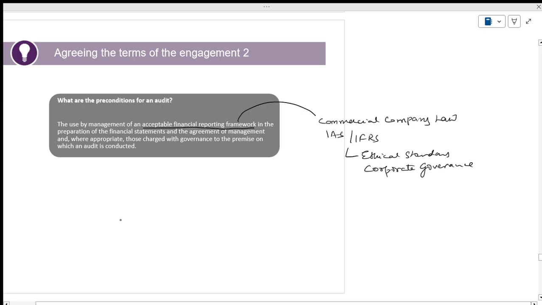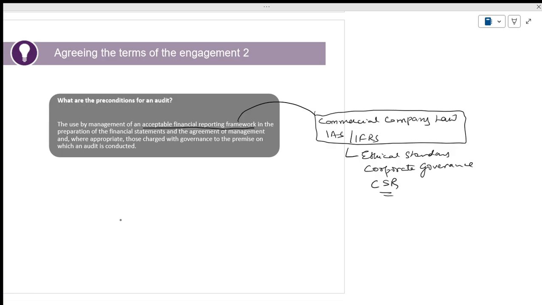If you see the different annual reports, they are talking about corporate social responsibility also. But more importantly, what is the first thing that comes into our framework? You should follow the national law and you should follow the international standard. Then the preparation of financial statements and agreement of the management, where appropriate, those charged with governance. Who are responsible at that level? Those people have accountability.